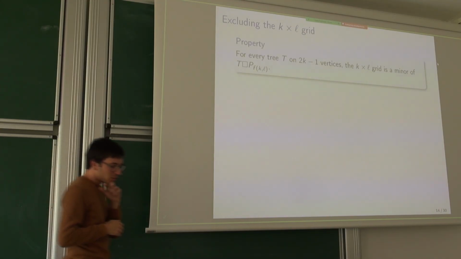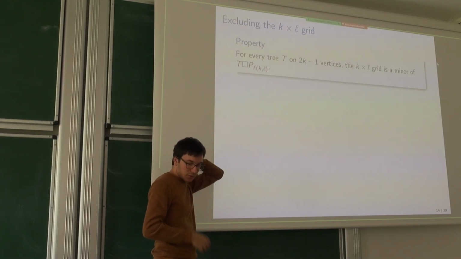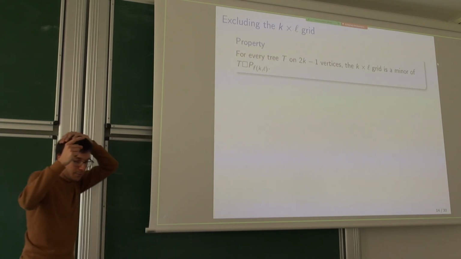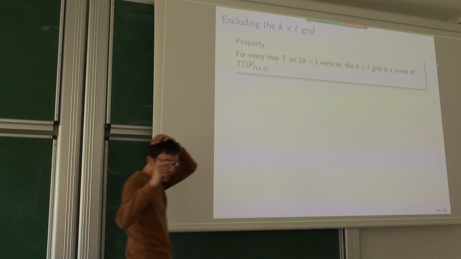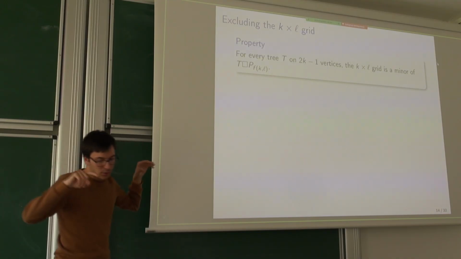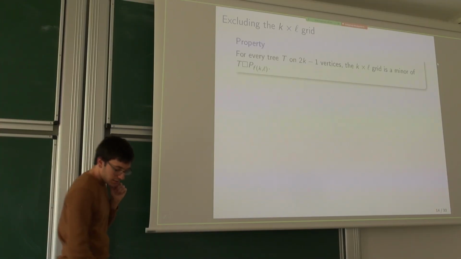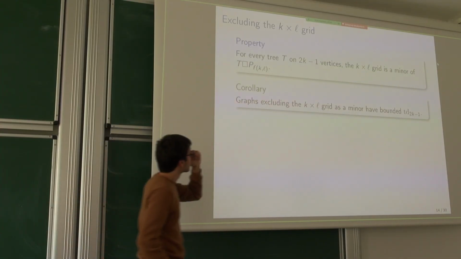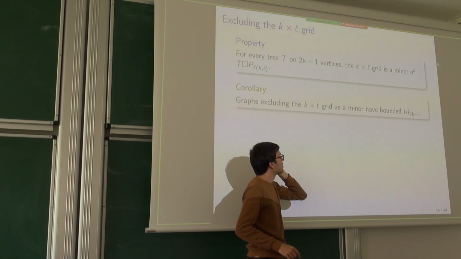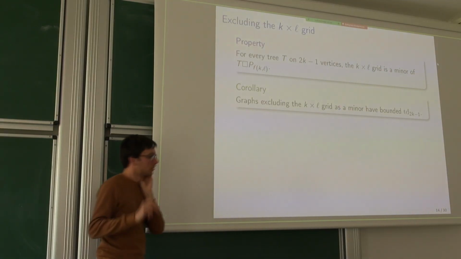But still it's close to being true because of this property which says that for every tree T on 2k minus 1 vertices, not k vertices, but 2k minus 1 now, the k times L grid is a minor of T times the long enough path. So this means that the k times L grid is always in big enough obstructions for 2k minus 1 tree depth. And so the corollary is that if you exclude just the k times L grid as a minor, then the 2k minus 1 tree depth is bounded. So it's an approximate version of the theorem.